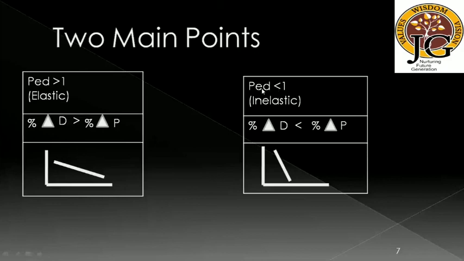On the other hand, price elasticity of demand is less than 1. The demand is inelastic when the percentage change in demand is less than the percentage change in price. And when demand is inelastic, the demand curve is steep. That means it has a very high slope. So this is the difference between elastic demand and inelastic demand.